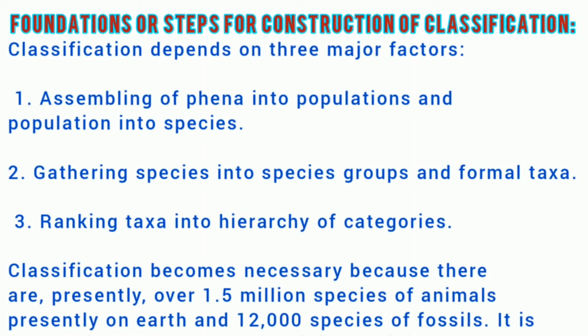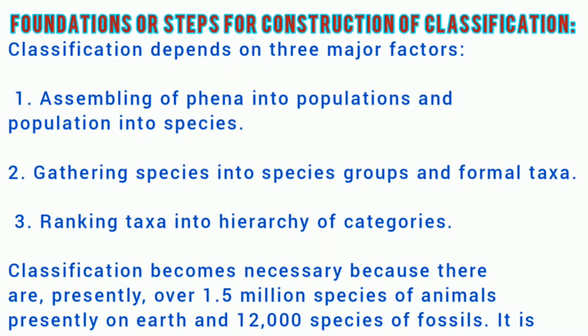Foundations or steps for construction of classification. Classification depends on three major factors. 1. Assembling of phena into populations and populations into species. 2. Gathering species into species groups and formal taxa. 3. Ranking taxa into a hierarchy of categories.